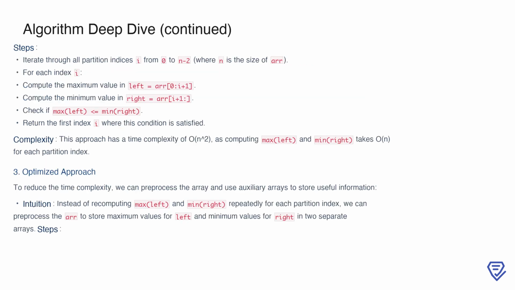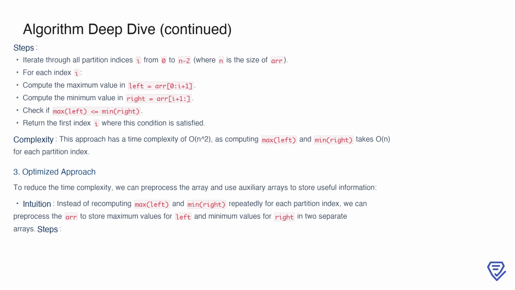In the brute force approach, we iterate through all possible partition indices, starting from 0 up to n-2, where n is the size of the array. For each index I, we calculate the maximum value in the left subarray, which includes elements from the start of the array up to I. Similarly, we calculate the minimum value in the right subarray, which includes elements from I+1 to the end of the array. Once we have these values, we check whether the maximum value in the left subarray is less than or equal to the minimum value in the right subarray.